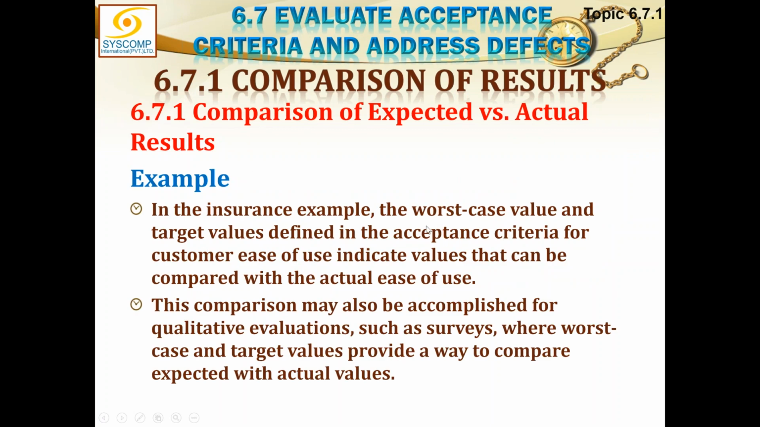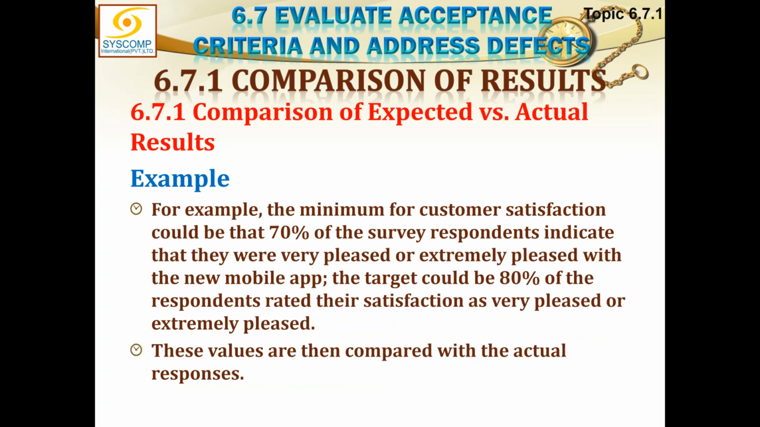In the insurance example, the worst case value and the target value defined in the acceptance criteria for customer ease of use indicate values that can be compared with the actual ease of use. This comparison may also be accomplished for qualitative evaluations such as surveys, where worst case and target values provide a way to compare expected with actual values. For example, the minimum for customer satisfaction could be that 70% of the survey respondents indicate that they were very pleased or extremely pleased with a new mobile application. The target could be 80% of the respondents rating their satisfaction as very pleased or extremely pleased. These values are then compared with the actual responses.